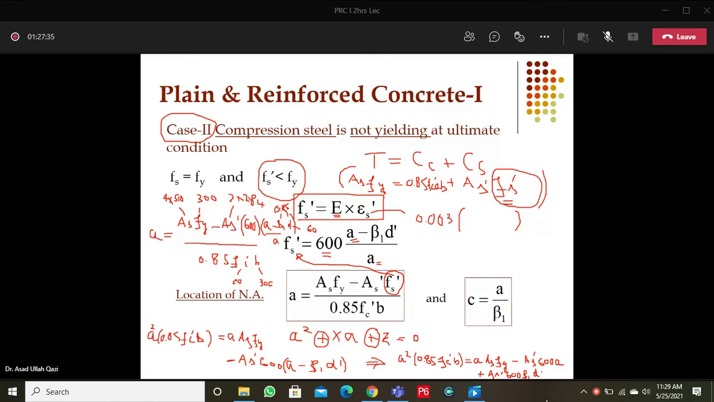मैंने ये क्वेश्चन एक्सपेंड कर दिए, इसमें बस आपने अब नंबर डालने, A square तो ने डिटरमिन करना, FC prime is 20, B is 300, AS is given 4 × 5 = 10, FY is 300, minus AS 2 × 284 600, A is unknown, and AS prime again 2 × 284 600 into beta 1 0.85 D prime 60. फाइनली बताएं.